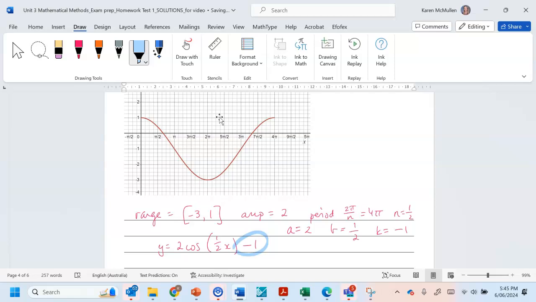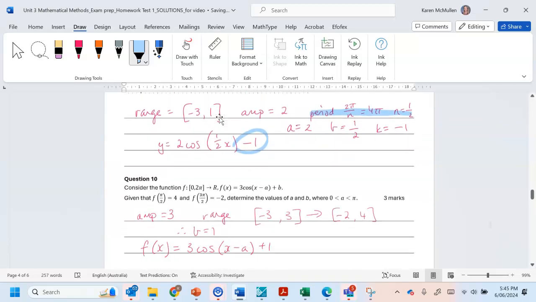It's a positive cos graph, so A is positive. If it was reflected, it would be negative, so just be careful of that. But yeah, otherwise done really well. I'm really loving seeing how you're doing the periods. You're doing really well with that, so good job.